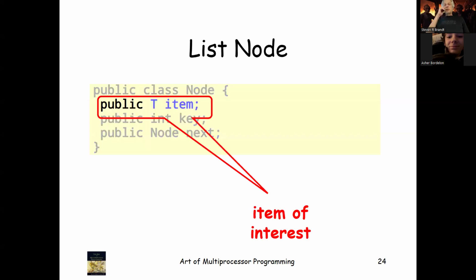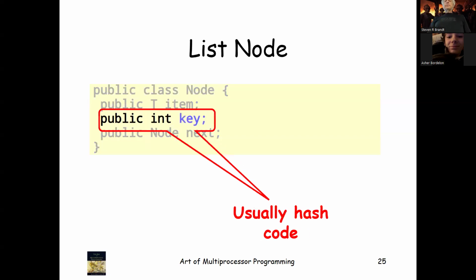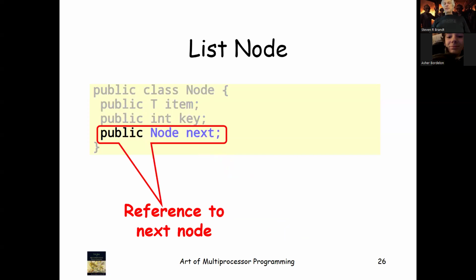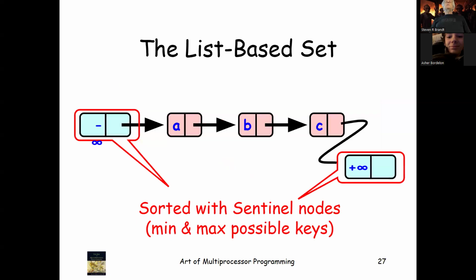Next, we have a list node, and it's going to have an item, an integer key, and a public node next. We're going to have what are called sentinel nodes, sort of minus infinity to plus infinity values that mark the beginning and the end of the list. They're not actually part of the set. They're just markers, and they're always going to be there. We're just going to use them to keep our logic straight when we're traversing. So this would be a set that contains A, B, and C that we're looking at now.